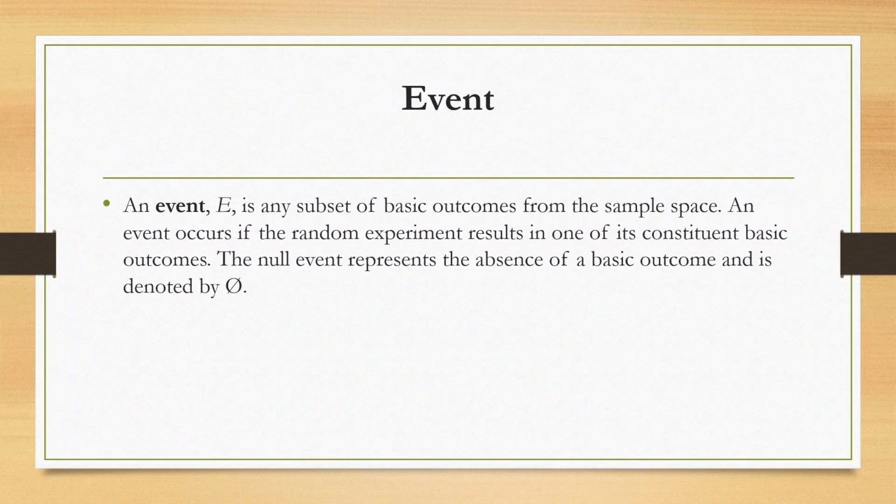An event, typically denoted by capital letter E, is defined as any subset of basic outcomes from the sample space. An event occurs if the random experiment results in one of its constituent basic outcomes. The null event represents the absence of basic outcome and is denoted by a big letter O crossed out with a line.